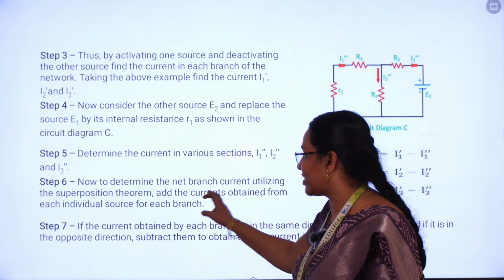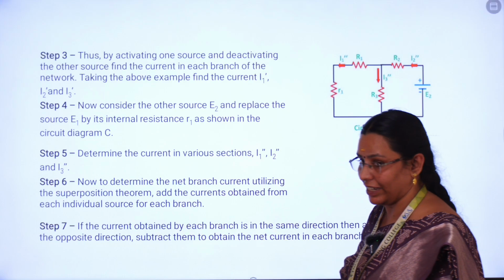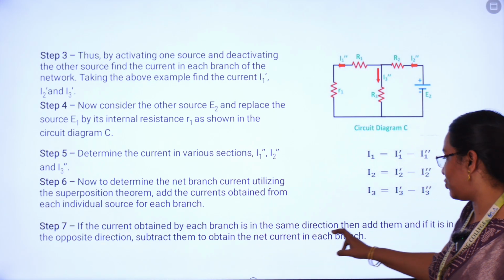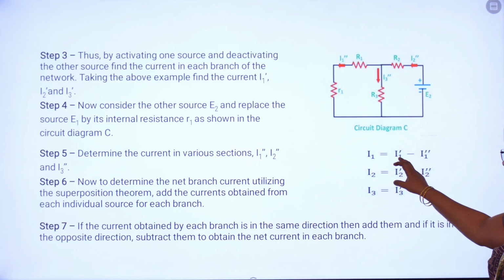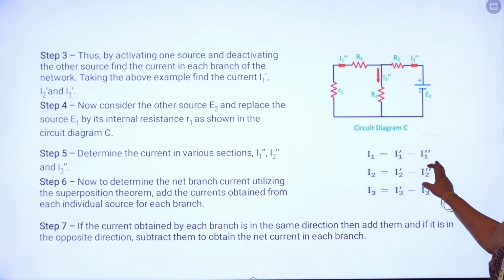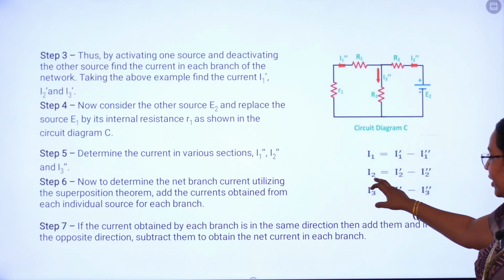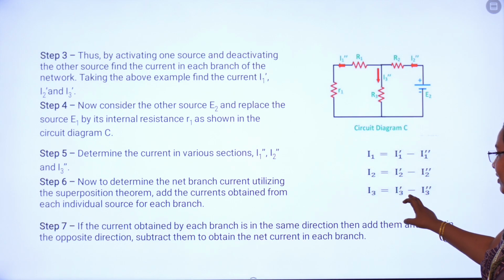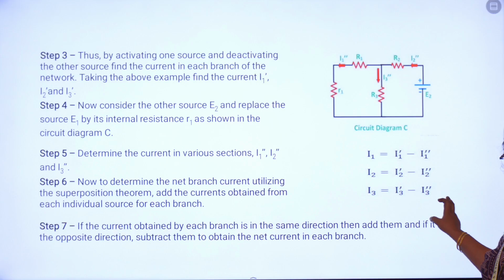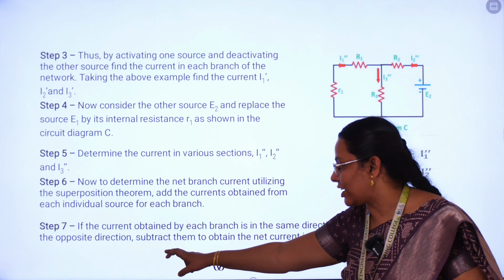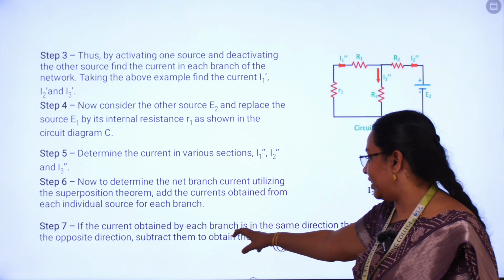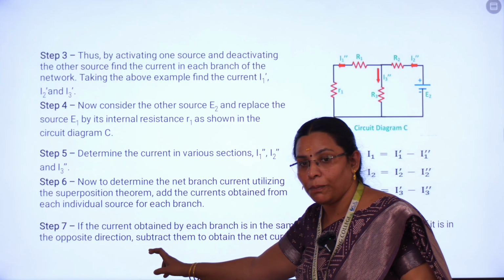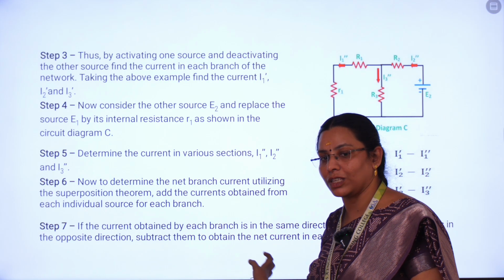Determine the net branch current, utilizing the superposition theorem. That is nothing but adding the individual currents. That is, I1 is I1 dash minus I1 double dash. I2 equals I2 dash minus I2 double dash. I3 equals I3 dash minus I3 double dash. And step number 7. If the currents obtained in each branch are in the same direction, then add them. In the opposite direction, we have to subtract.